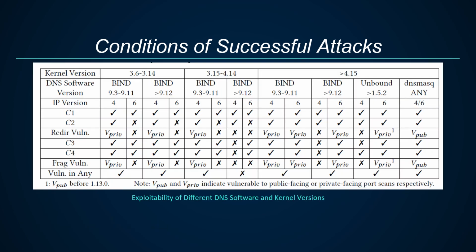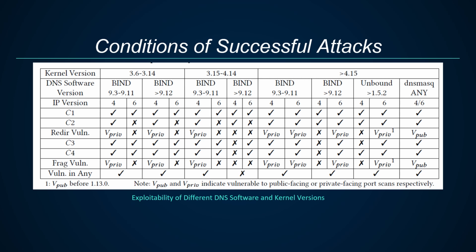Unbound, starting from version 1.5.2, followed a similar path as Bind by implementing private-facing ports. However, like Bind, Unbound previously utilized public-facing ports, leaving it vulnerable in both IPv4 and IPv6 on kernel versions 3.15 and 4.14. This vulnerability persisted due to the storage of MTU or redirect information in the kernel, particularly within a timeout-based tree structure. Analysis extended to other operating systems revealed FreeBSD's immunity to these vulnerabilities due to issues with ICMP frag needed and redirect handling.